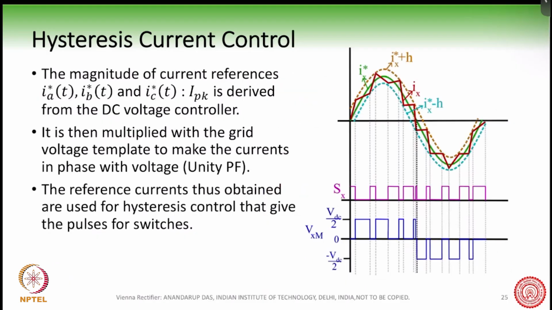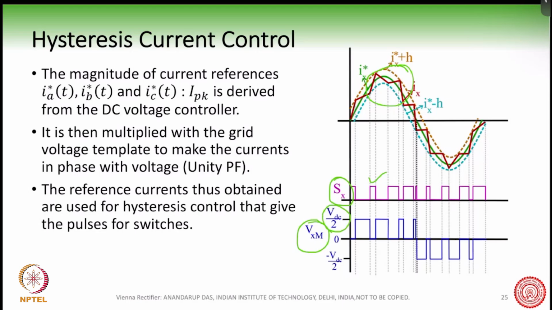Okay, so when you do this one, as you can see, we have tried to draw the switching states. Here you can see the current, and how the switch is functioning. This is the MOSFET, and these are the switching pulses to the MOSFET. Therefore, in this case, the actual voltage VXM will be looking like this.